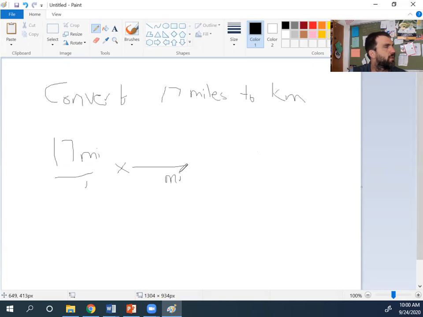There's a couple different ways to do this, okay? You can go from miles to feet to inches to centimeters to meters to kilometers. That's a lot of extra work. But I do have a conversion factor. If you look on there, it tells you that 1 mile equals 1.6093 kilometers. So I got that from that conversion chart.